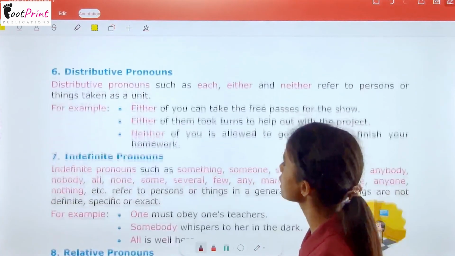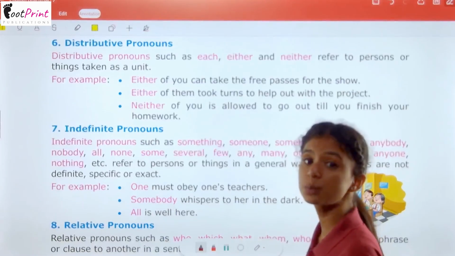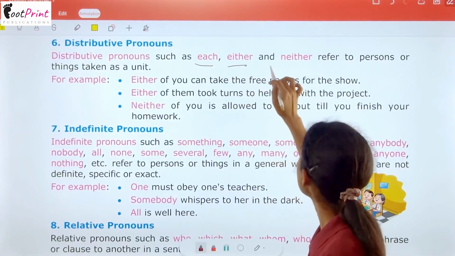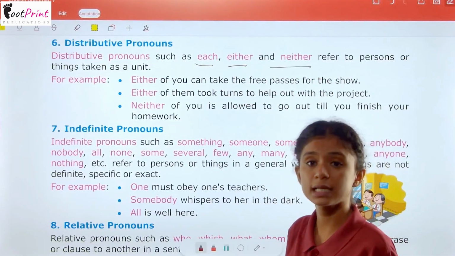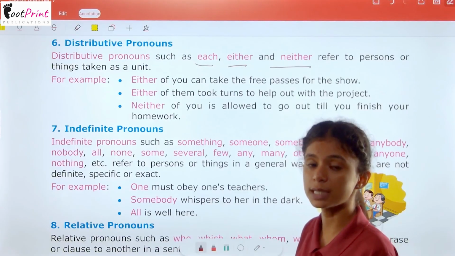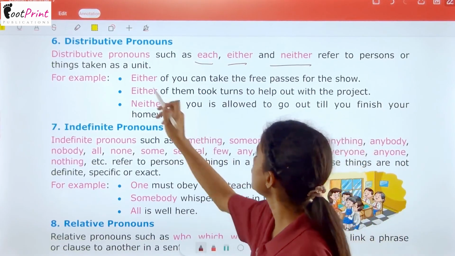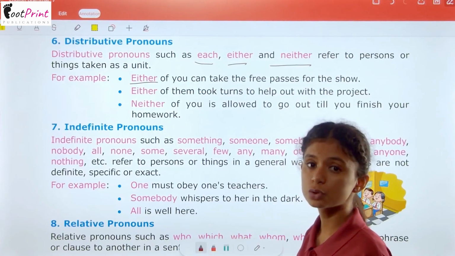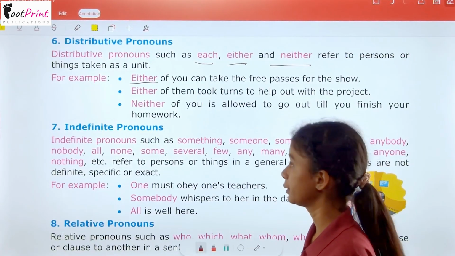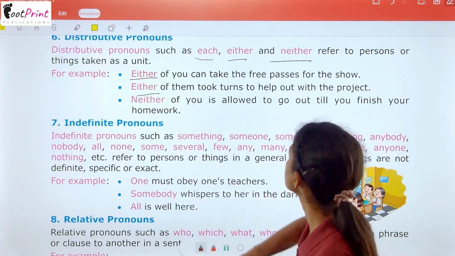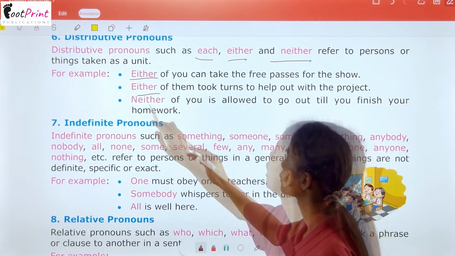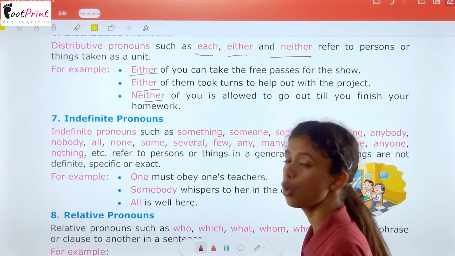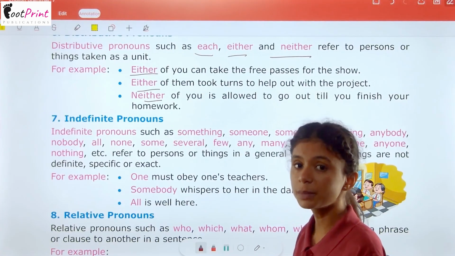Let's move forward towards our next kind of pronoun, that is distributive pronouns. Distributive pronouns such as each, either and neither refer to persons or things taken as a unit. Okay, we are taking things as a unit and then referring to them. For example, either of you can take the free passes for the show. So we are talking to a group here. Either of them took turns to help out with the project. Neither of you is allowed to go out till you finish your homework. So here we are referring to two people but as a unit.